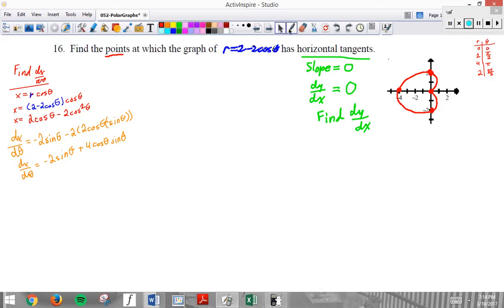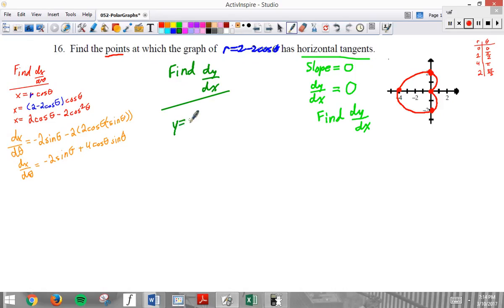Okay, ready? Part 2, find dy dx. I'm just trying to give you guys practice at this. Oh, it shouldn't be that color because I just used that color. Sorry.